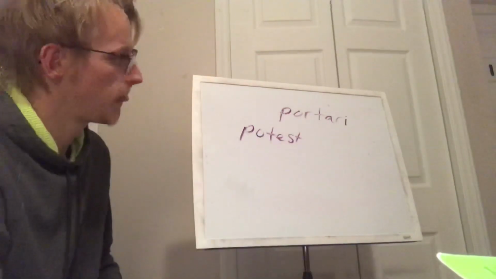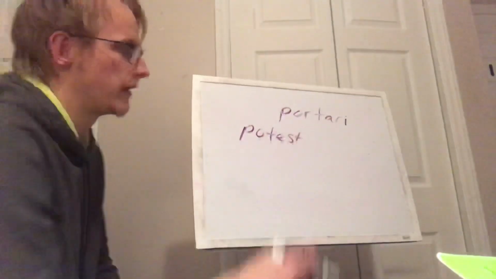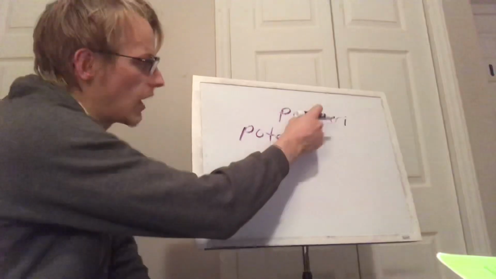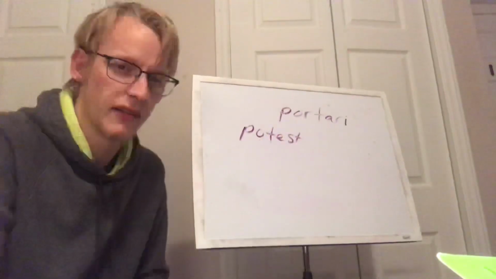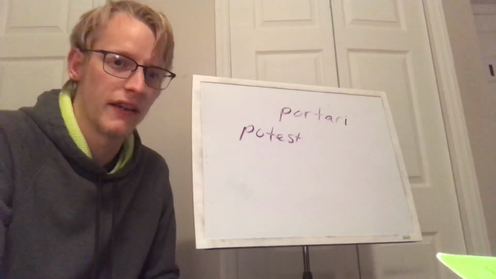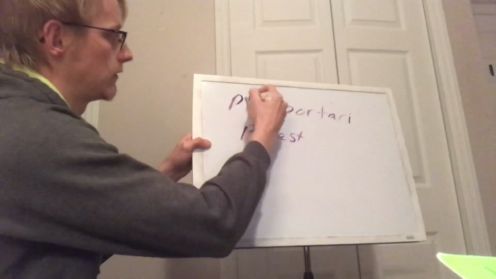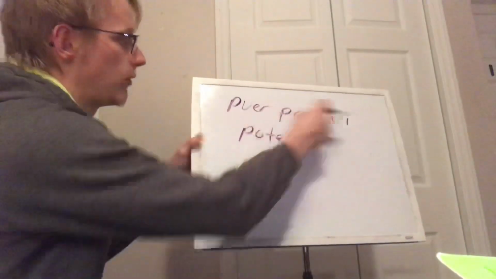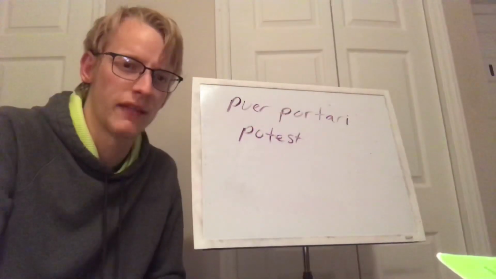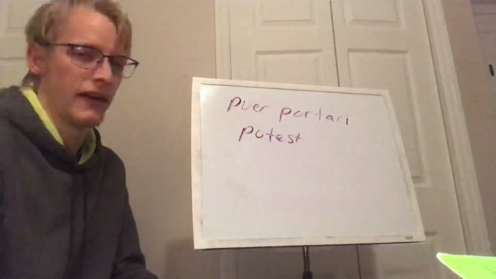So, potest. He is able. Let's just turn this into a sentence. Potest portari, or portari potest is a better word order. Portari potest. Potest, he is able. Portari, to be carried. Right? Puer portari potest. The boy is able to be carried.